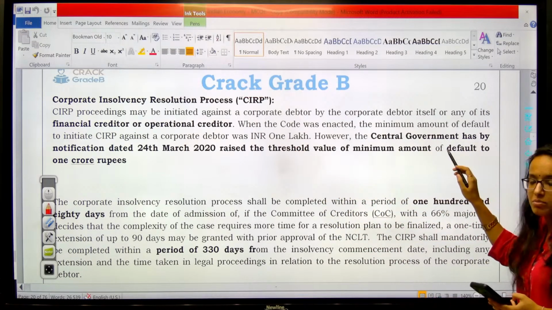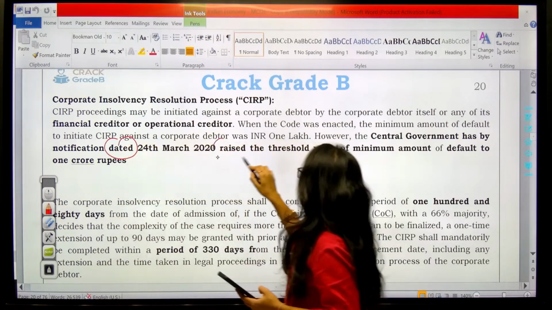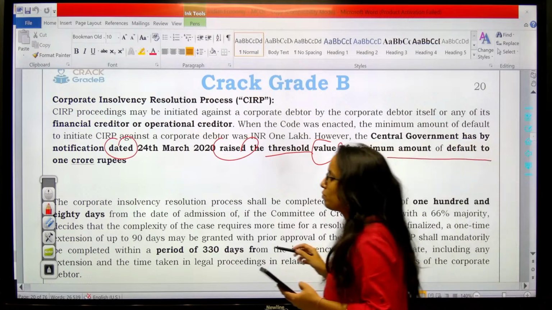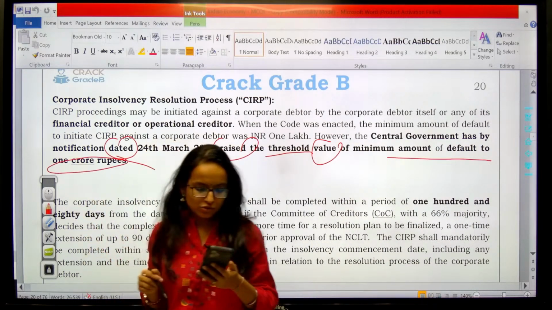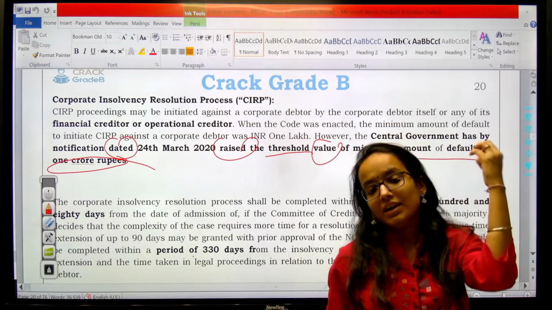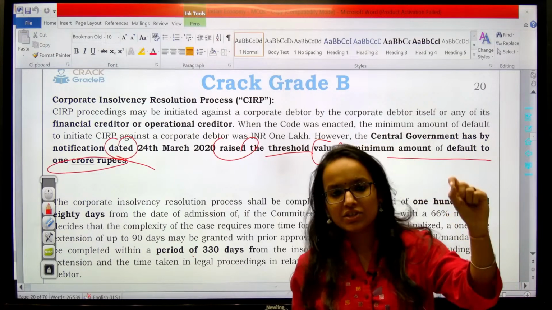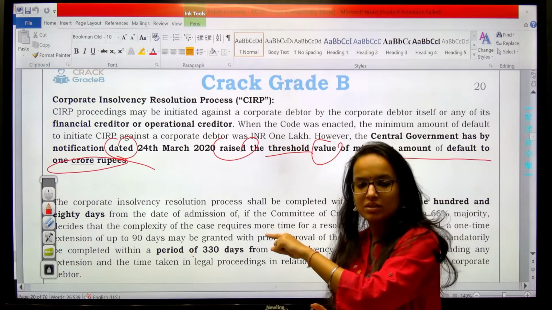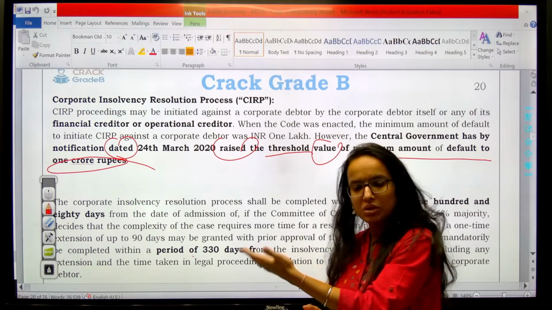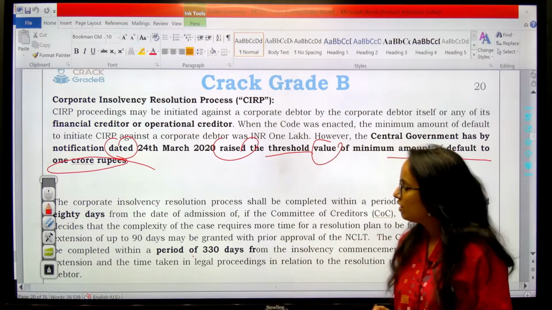However, the central government, through notification, raised the threshold value of the minimum amount of default to 1 crore rupees, as I told you. So now it's not 1 lakh. Remember, the minimum default amount to initiate proceedings against a corporate debtor is now 1 crore. So it has been amended. It has been notified by the central government now. Earlier it was 1 lakh, now it is 1 crore. Okay. Remember this thing.